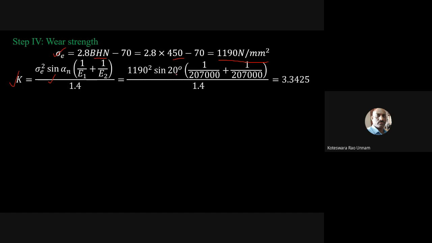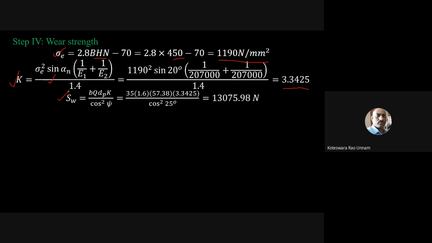If you substitute that, with alpha n as 20 degrees and E1 as 2 into 2.07 into 10 power 5, if you calculate that, you'll get K as 3.3425. Once you have the K value, you can calculate wear strength. SW is nothing but dp dash BQ dp dash K divided by cos square psi. This is the formula. B is given as 35, Q calculated as 1.6, dp dash is also calculated as 57.38, and K is computed as 3.3425 here.